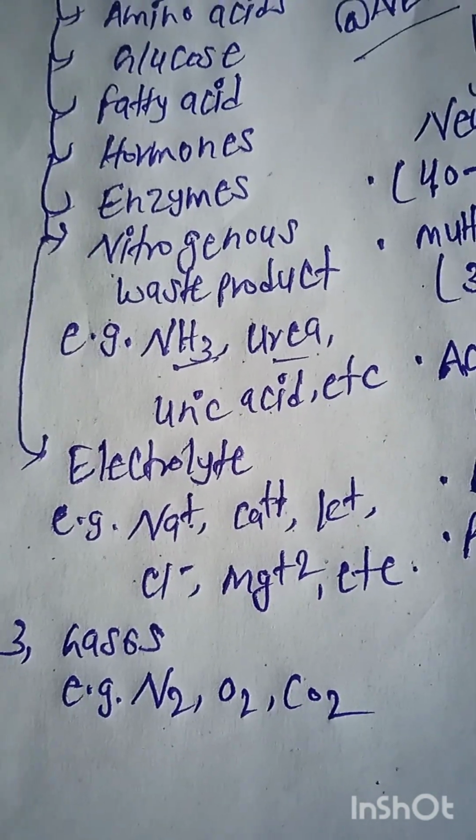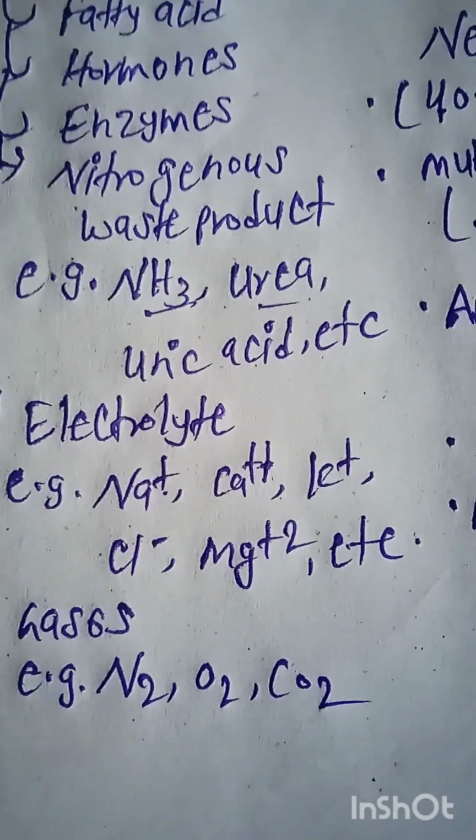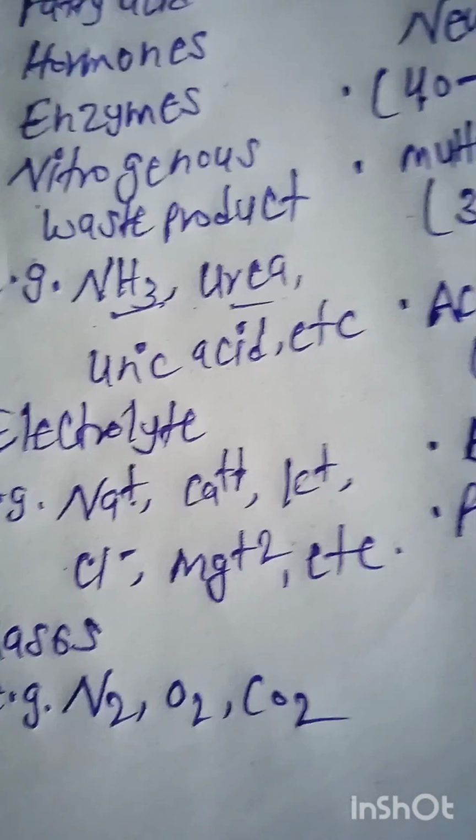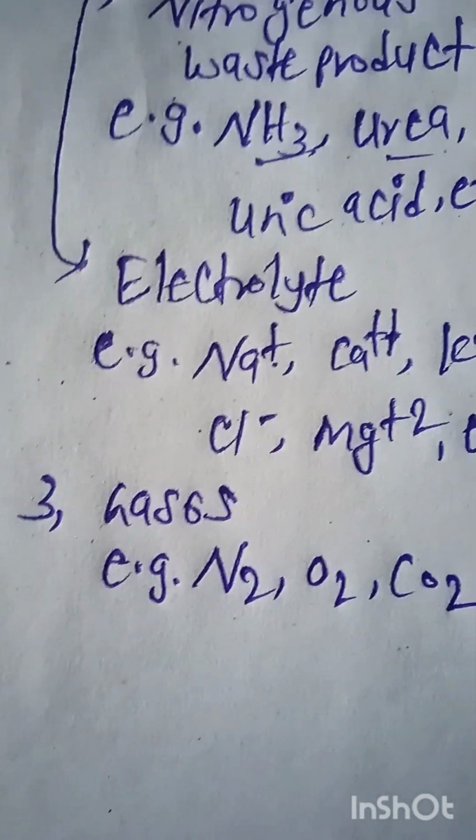It also includes the electrolytes, for example sodium, calcium, potassium, chloride, magnesium, etc. Then 1% also includes some gases, for example N2, O2, CO2.